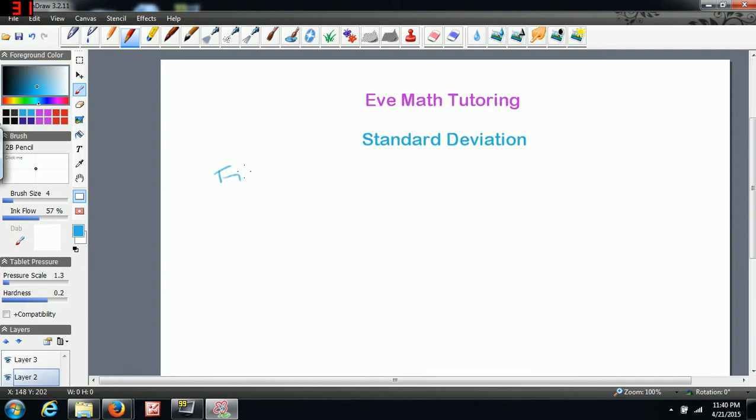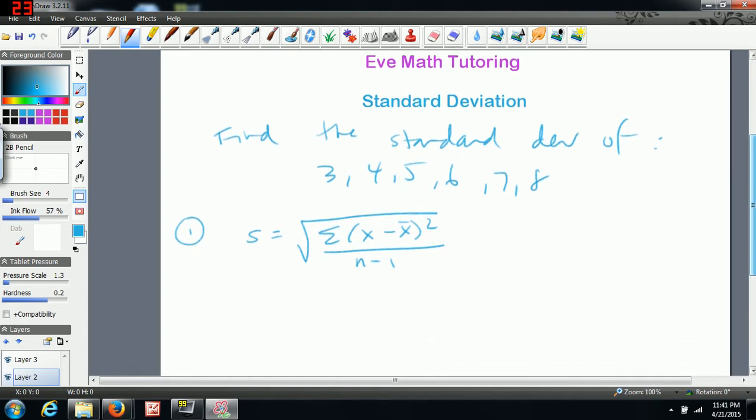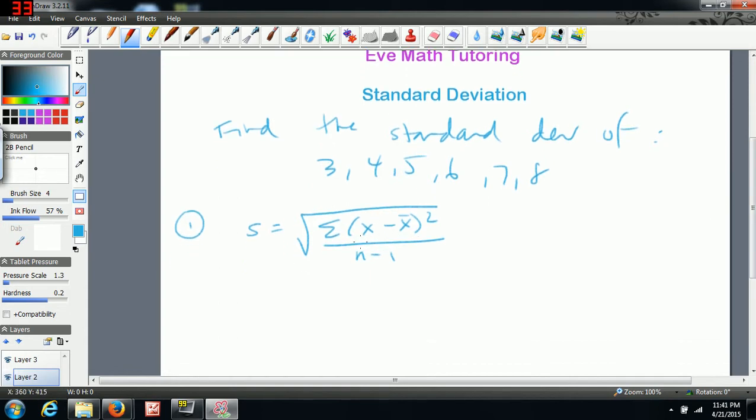So the question is, find the standard deviation of the following values: 3, 4, 5, 6, 7, and 8. So let's start with formula 1 first. Let's write down the formula first. So the formula was the sum of x minus x bar all squared, all over n minus 1. Okay, so you write down the formula first, and then at that point you're going to find your x bar value.